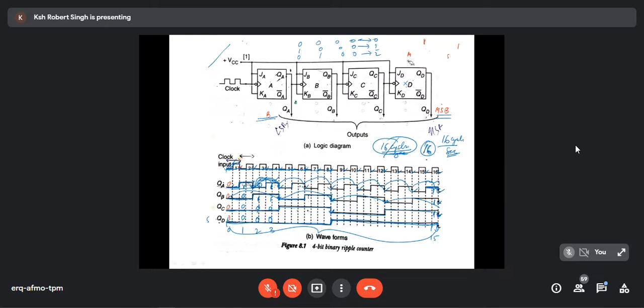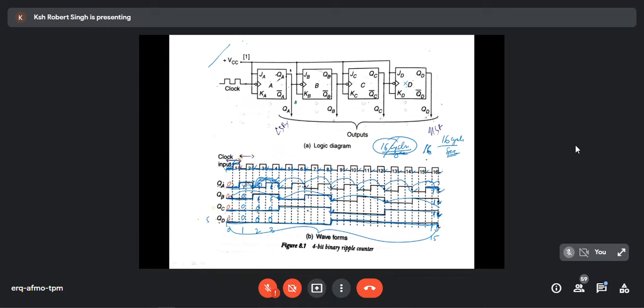We know that in a JK flip-flop, when J is 1 and K is 1, the output will toggle. That is the only concept we are going to use. Output will toggle means the output will get 0, and when another pulse comes, it will get 1, and when another pulse comes, it will get 0 again. 0, 1, 0, 1, it will keep on shifting from 0 to 1 based on the clock pulse. But according to the diagram, what is the clock pulse?